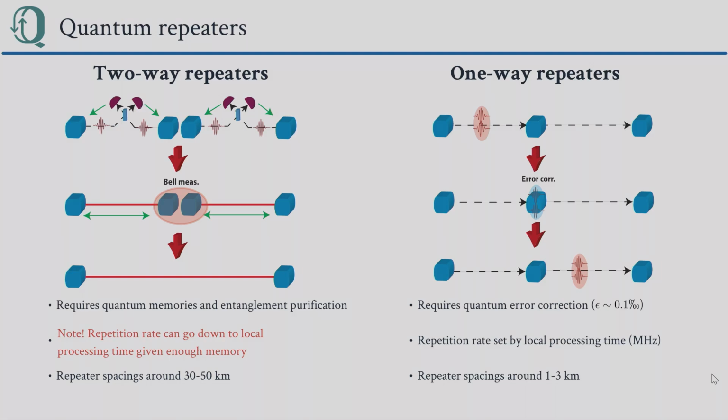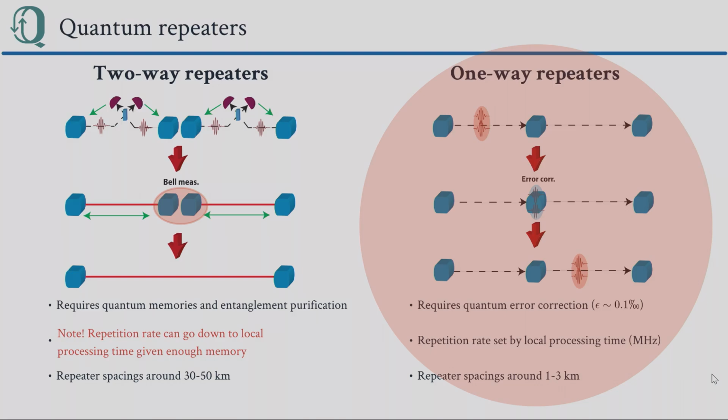I'm going to focus on these. The reason is that there is some hardware being developed based on solid-state systems, such as diamond defects and quantum dots. They usually have quite excellent photon emission properties, but not that long memory. And that's basically what we want for these kinds of one-way repeaters.